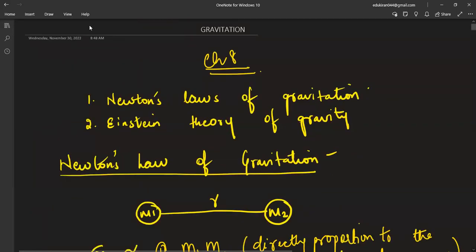Write it down. Make it from a fresh page. It should not be that you start the new lesson from where you left off in the last portion of rolling motion, where a space is left. From a fresh page, write chapter 8, gravitation, 1, 2, Newton's law of gravitation, write it like this.